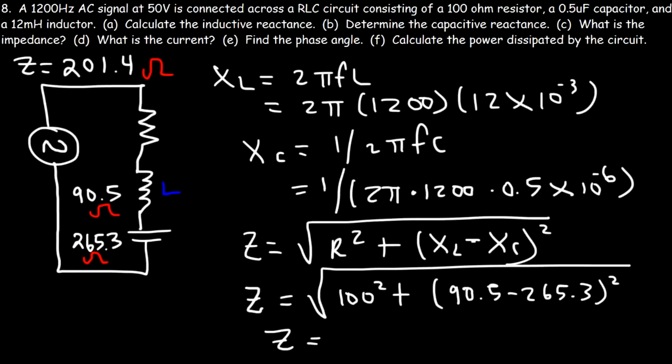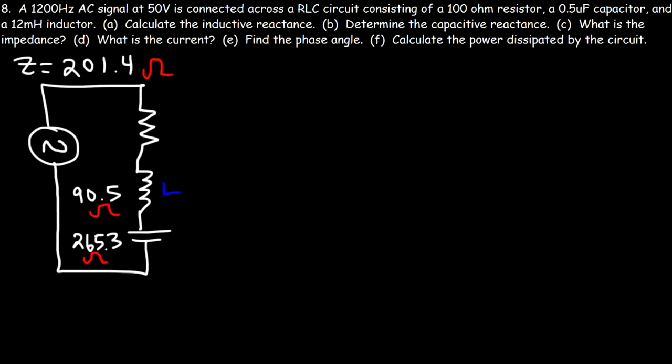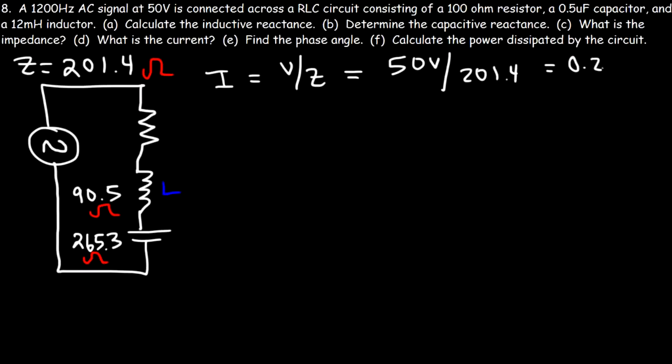So now let's just make some space. Let's get rid of this stuff. We don't need it anymore. Part D. What is the current? The current is the voltage divided by the impedance. The voltage of the circuit is 50 volts. So it's going to be 50 volts divided by 201.4 ohms. So that's 0.248 amps.